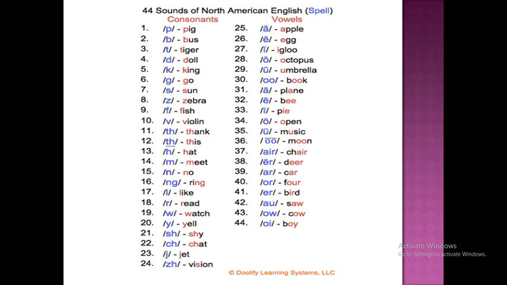IPA as International Phonetic Alphabet and IPS as International Phonetic Symbol. So whatever you would love to call it, it's up to you. But these are the different signs which represent a particular sound of the English language. So these 24 are consonants and these 20 are vowel sounds.